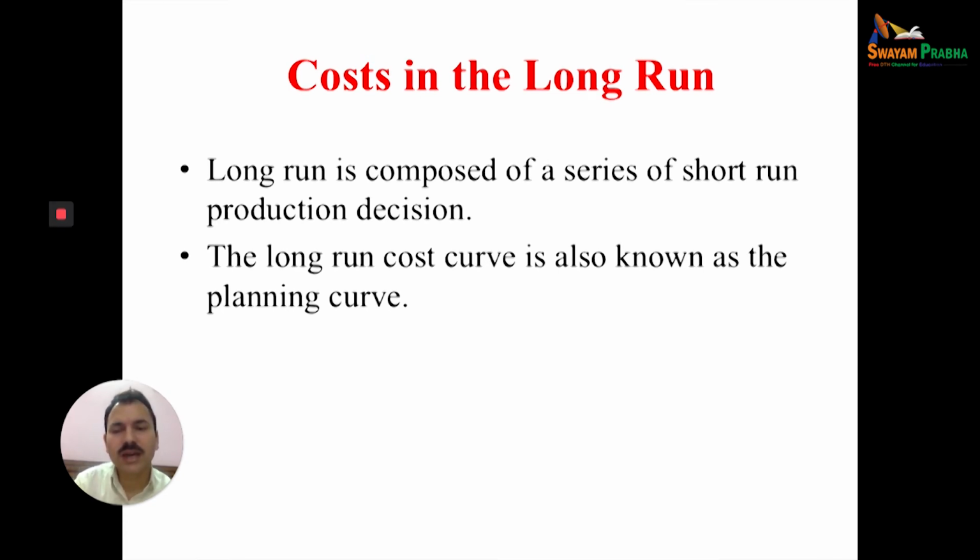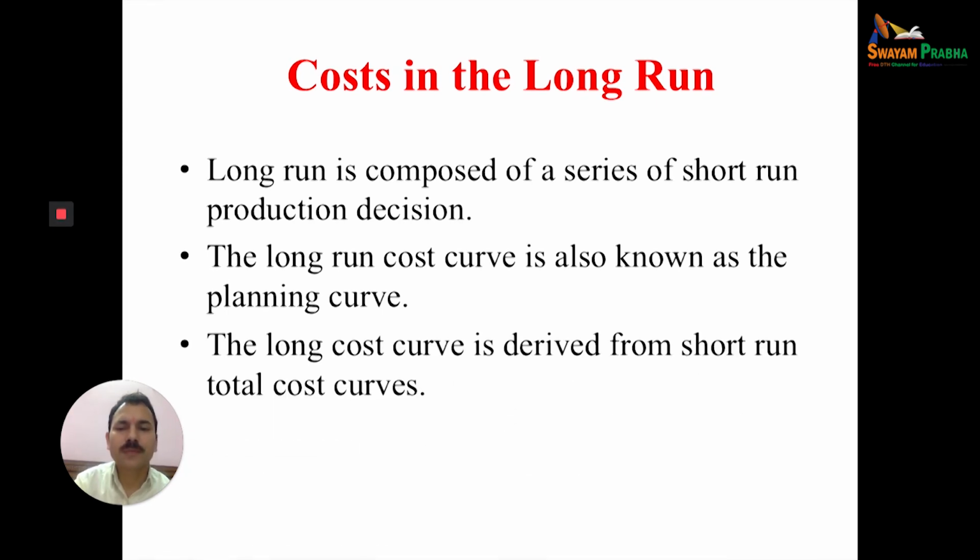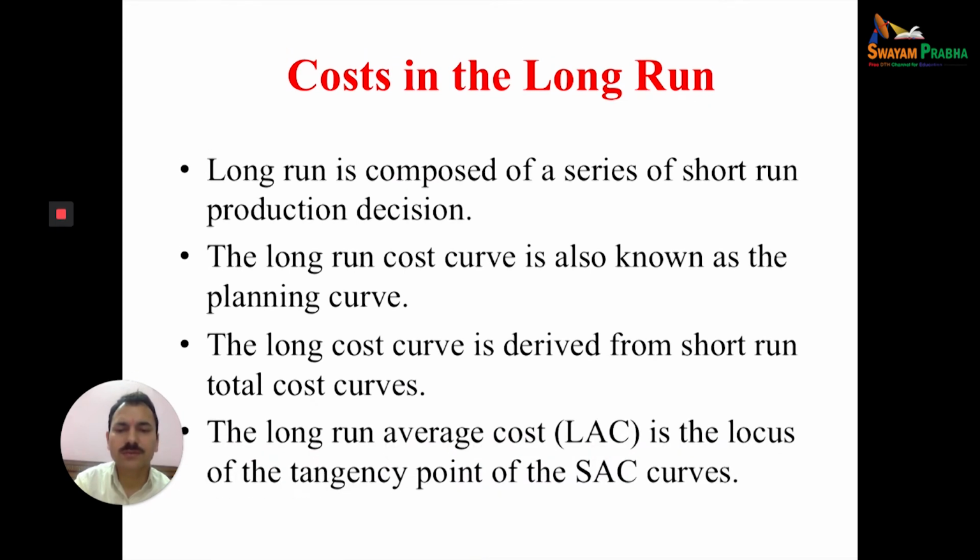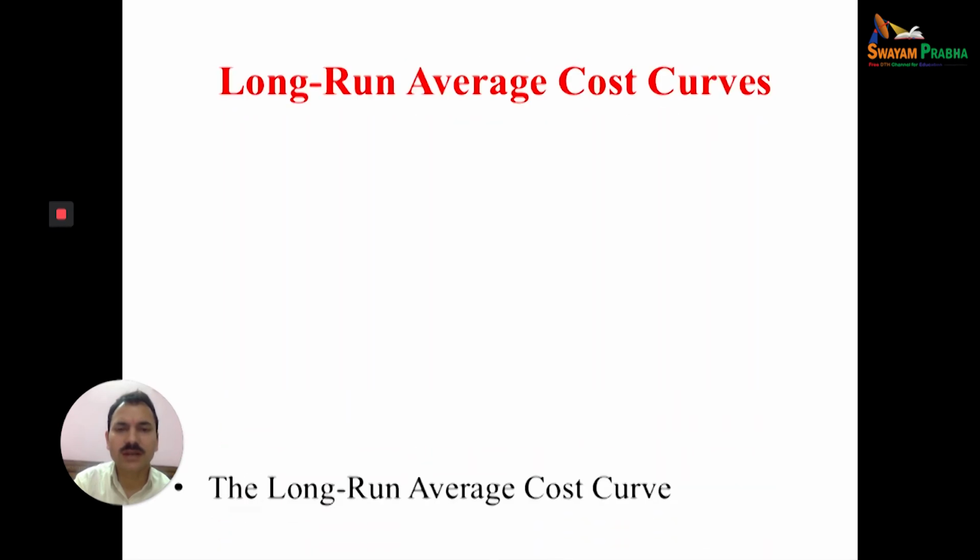It is also known as the envelope curve, because it encloses all the short run average cost curves. It implies that the average cost curve in the long run cannot exceed the short run average cost curve. That's why it is also known as the envelope curve. So the long run cost curve is derived from the short run cost curves. The long run average cost, which is called LAC, is the locus of tangency points of the short run average cost curves. Let us see with the help of this diagram.